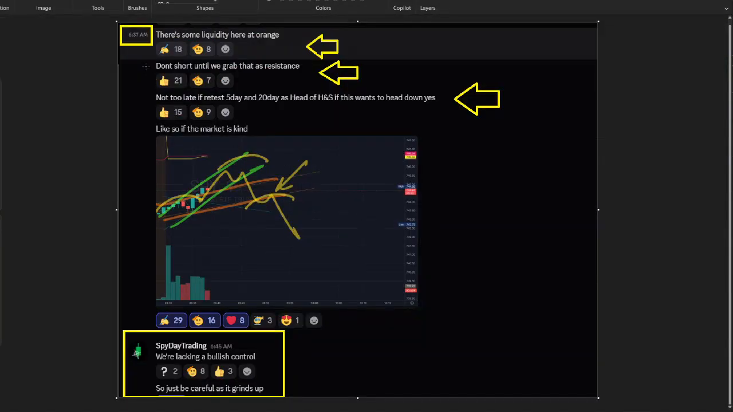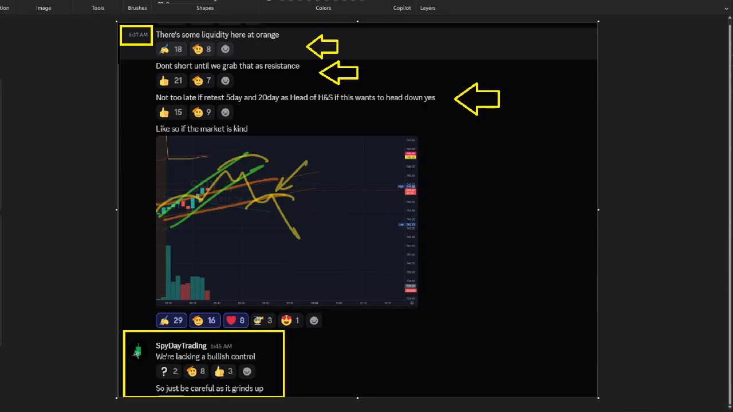Eric in the morning, 7 minutes into the open, he already identified the green algorithm and the orange algorithm. He told us to look for a head and shoulders to form at the moving averages. We're lacking a bullish control, so be careful as it grinds up. This is 7 minutes into the market open and then 15 minutes into the market open.